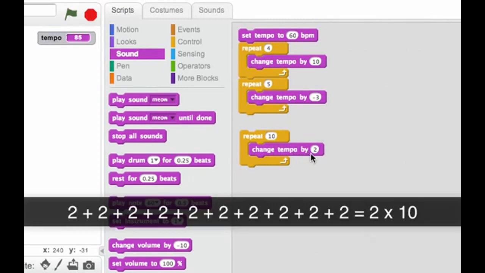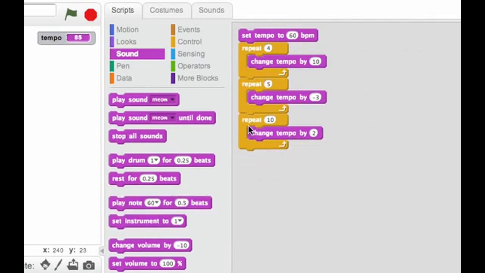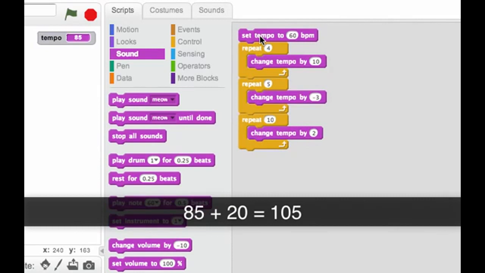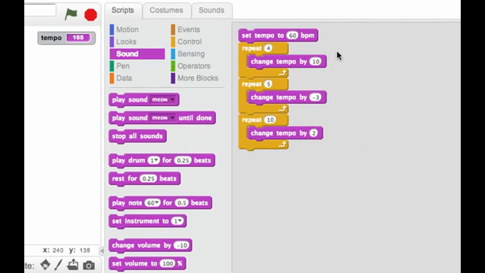Now, this last piece changes the tempo by 2, and we repeat that 10 times. That's like adding 2 10 times. So afterwards, the tempo should be 20 higher. Let's add it and see if that's what we get. So we're expecting 105. Looks good.